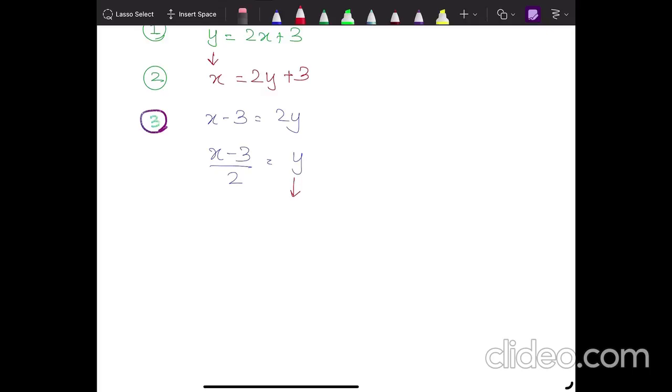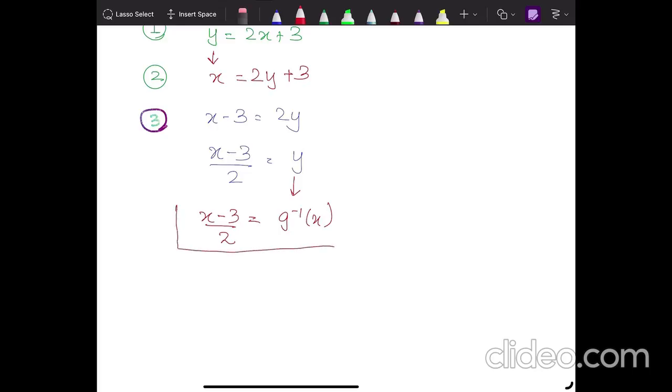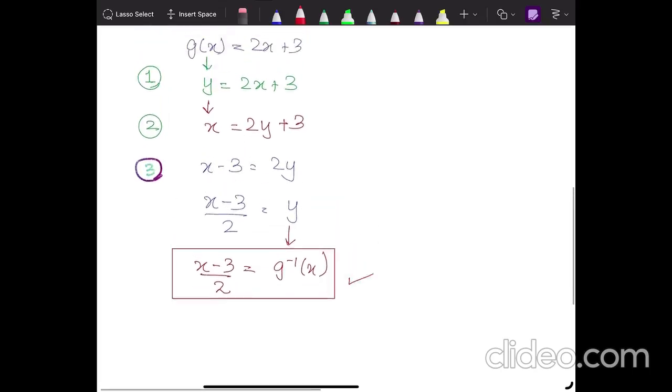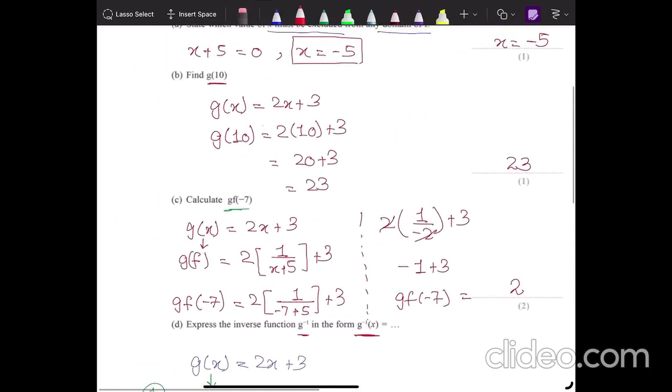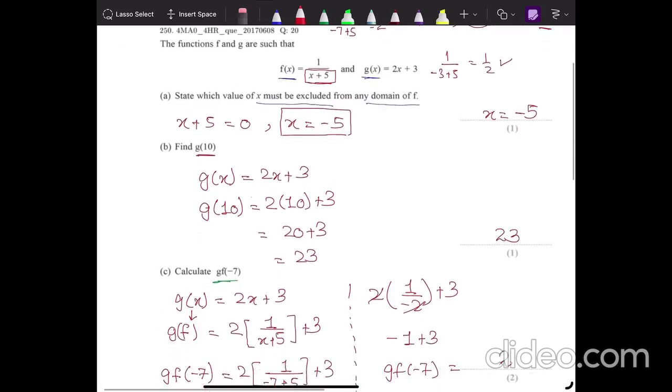But in this case the function is not f, it's basically g. So you will write that my function was g(x), so I have found g inverse of x, which is equal to (x - 3)/2. That has to be your final answer. If you memorize these three steps, it will be easy for you to solve it. So yes, you will show your working and say that this is the g inverse of x.